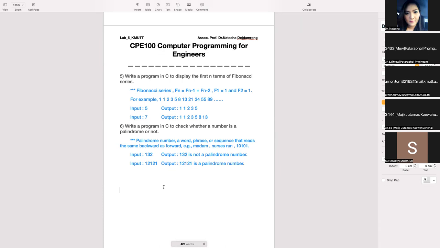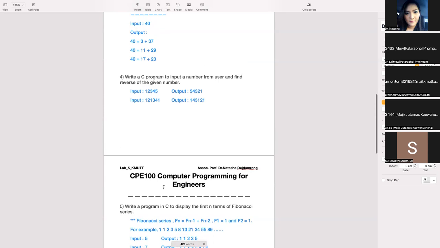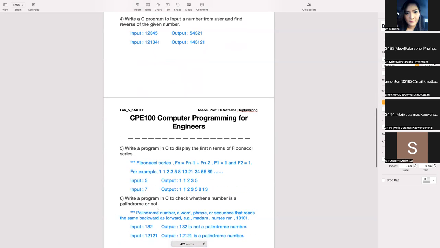This one is quite hard, so think carefully. I also give you a hint that question number 4 and number 6 use quite a lot of the same logic. You use a very, very similar algorithm to solve it.